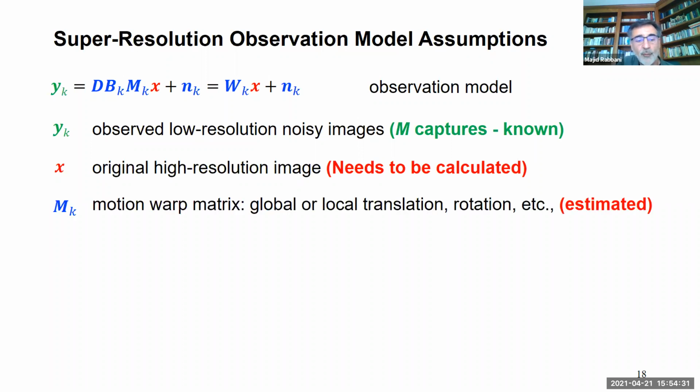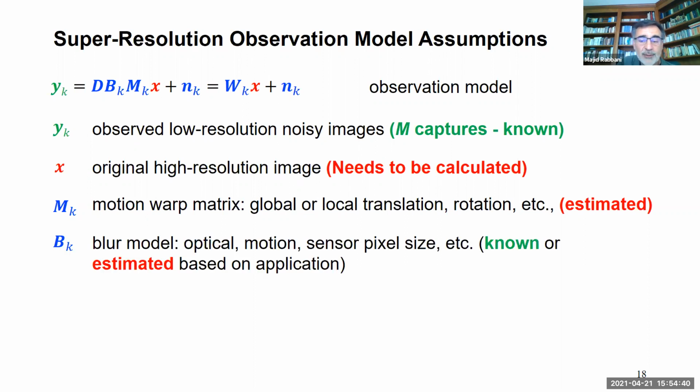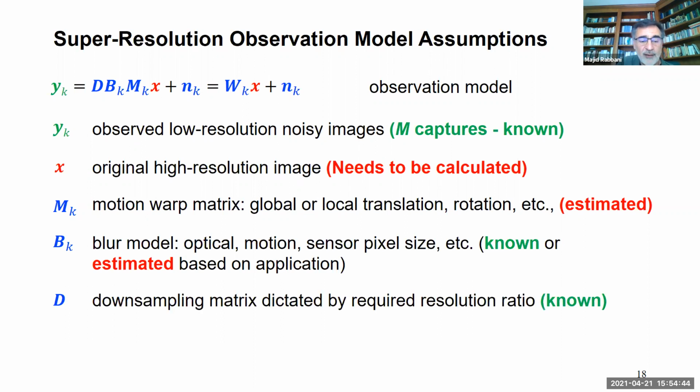The motion warping matrix, unfortunately, you have to estimate it. It requires subpixel estimation. That's tough. The blur model, sometimes it's known, sometimes you have to estimate it. Could be very tough. The downsampling matrix, usually dictated by the required resolution, so it's fair to assume that it is known. Noise, of course, the noise is not known, otherwise it wouldn't be random, but the statistics of the noise are known. So this is what people used to work with, okay?